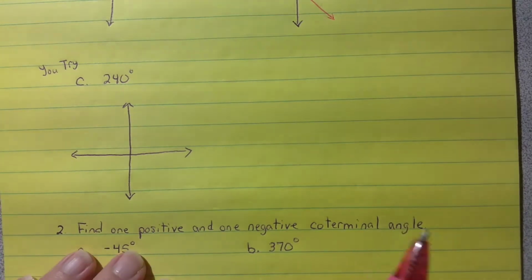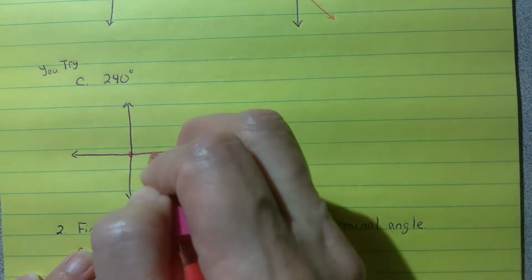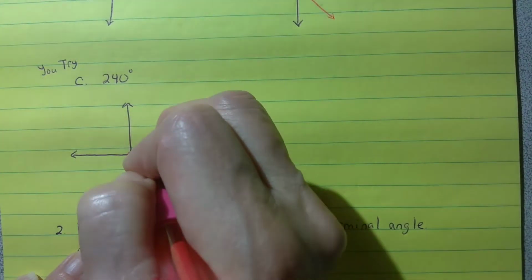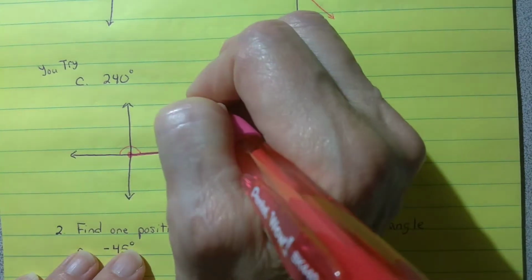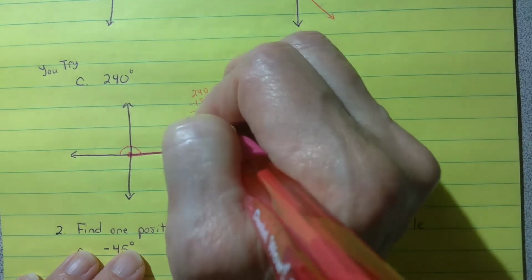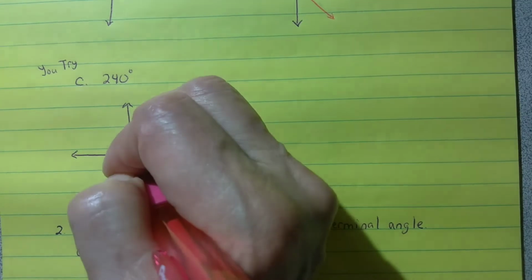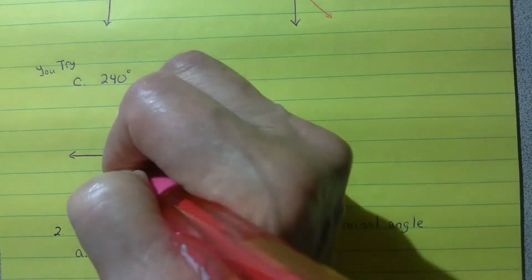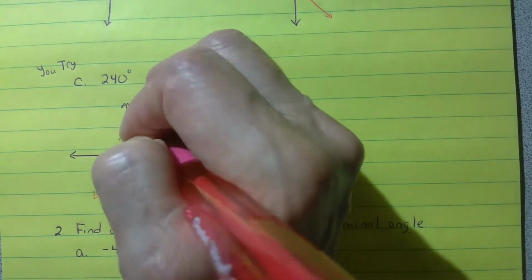Okay, welcome back. Here we go with our initial side. This is a positive, so I'm going to go up. There's 90. There's 180. So I started with 240 and I've used up 180. That leaves me with 60. 60 is 2/3 of the way around, so that leaves me right about there. And I've got my 240 degrees.